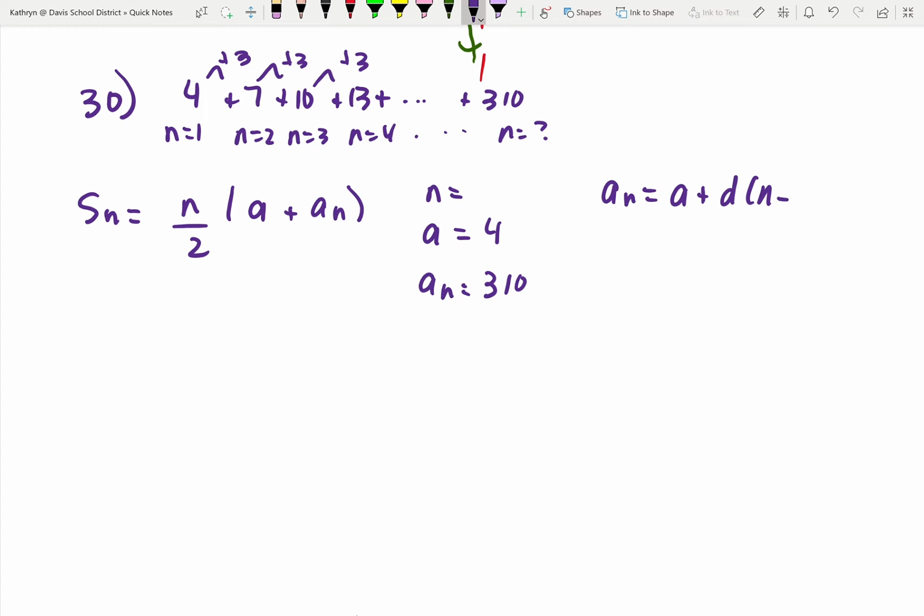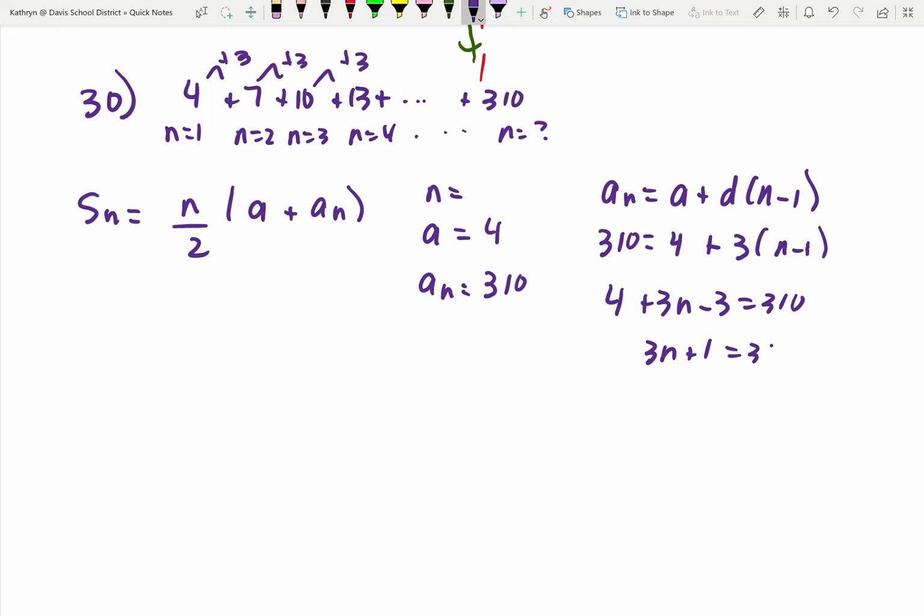a sub n equals a plus d times (n minus 1). So a sub n is 310, the first term is 4, plus the common difference, we're adding 3, times (n minus 1). Now I just solve for n. So I have 4 plus 3n minus 3 equals 310. I get 3n plus 1 equals 310. 3n equals 309. When you divide, you get n equals 103. Now I pull that over here, and now I can find this.